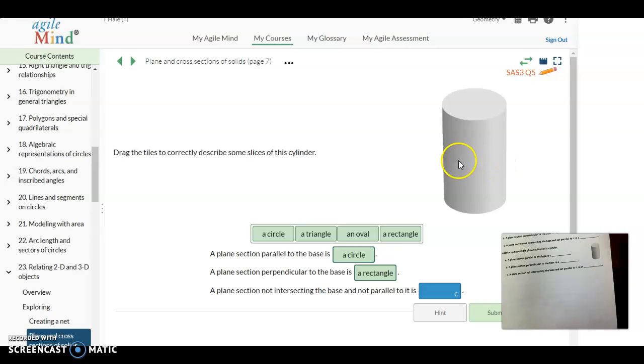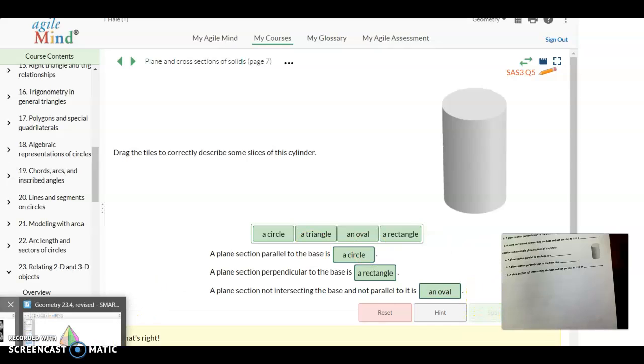If you do a plane section that's not intersecting the base but not parallel to it, so you're cutting at an angle, you still get a curved shape, but it's not a perfect circle anymore. You get an oval shape. So there are your answers to question 5 on your notes.